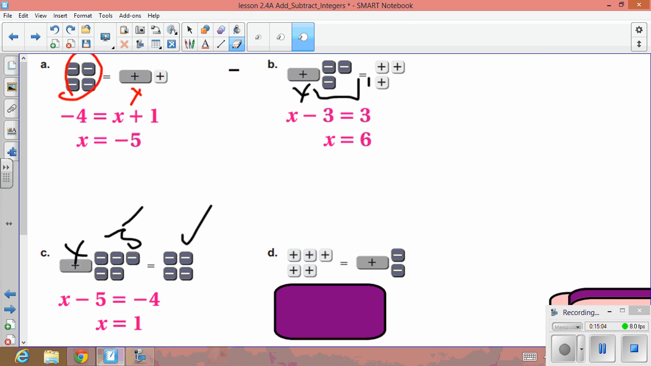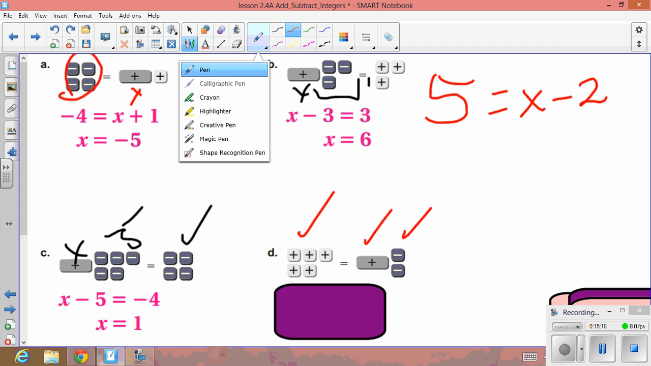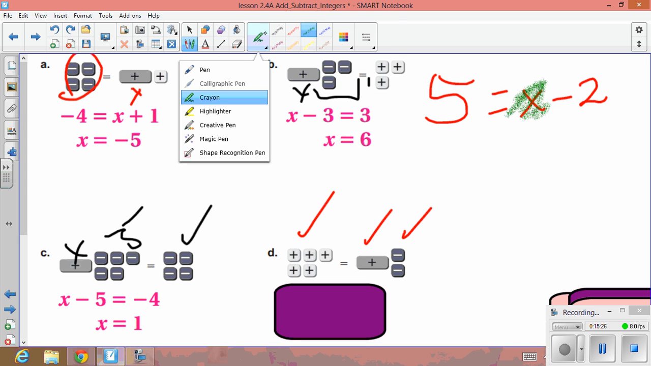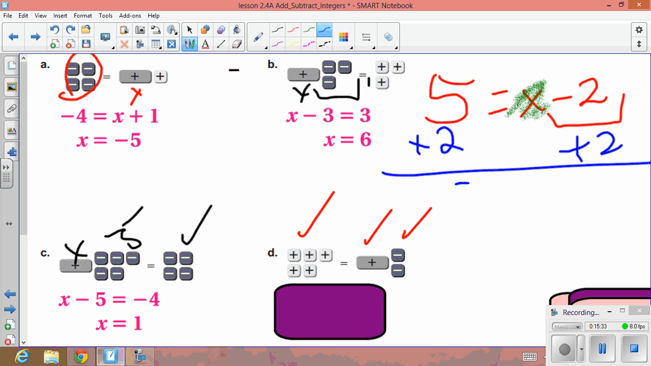And for our very last example, we have 5 positives, so we can just write 5 equals, that's my x, and that's minus 2. At this point, I hope we know that our goal is to isolate the variable. In order to do that, we have to get rid of this minus 2, so we'll add 2 to both sides. 7 is equal to x. Those are opposites, they cancel.